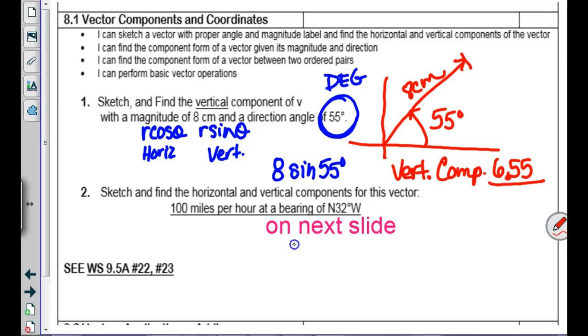So if it had said horizontal, we just would have needed to do cosine. Any questions on that? Just read carefully. My only suggestion there. Sketch and find the horizontal and vertical components for this vector. Okay, so here's what's going to mess somebody up. What is this saying?